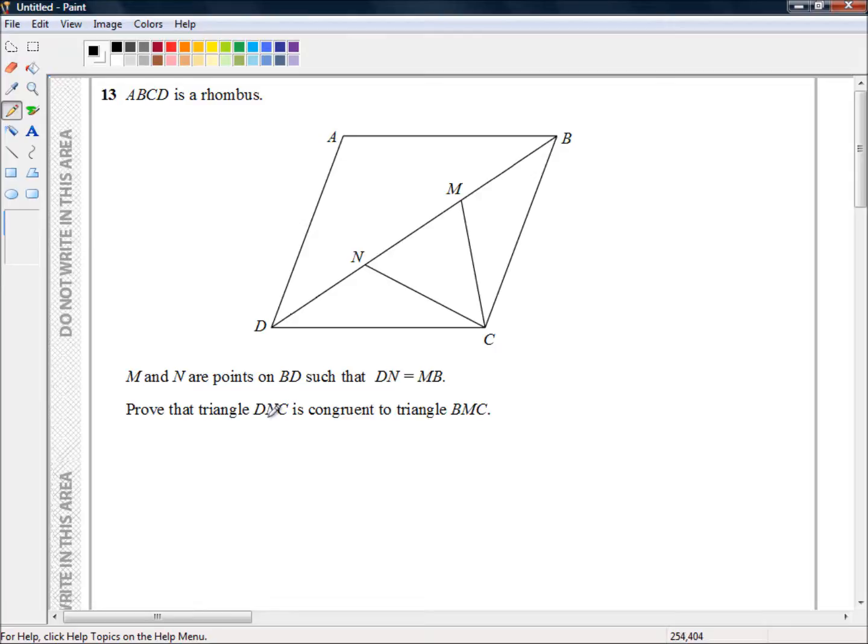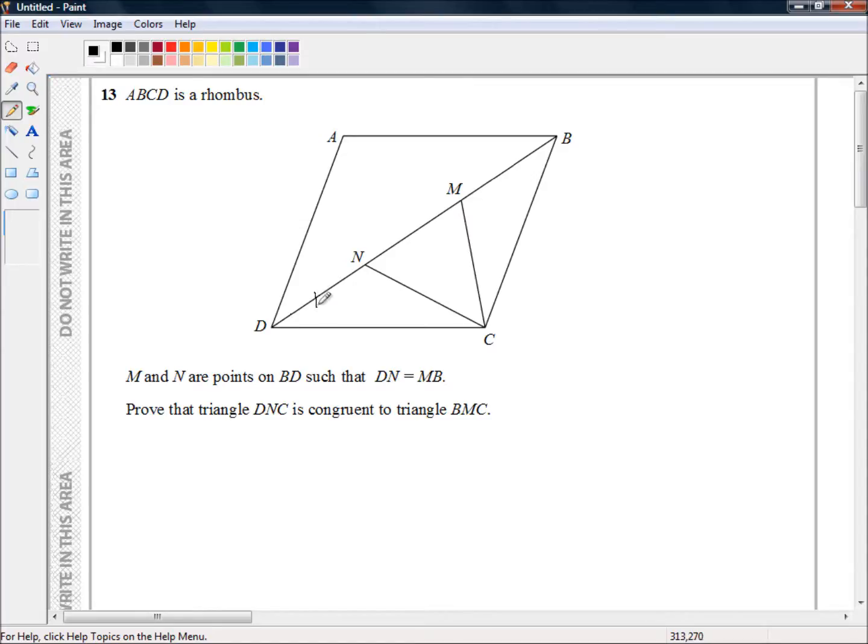So that's triangle DNC, and we need to show that that's congruent. Congruent means exactly the same. It means same angles and same lengths to triangle BMC. So that's BMC. Okay. Alright, so we're already given that DN is equal to MB.